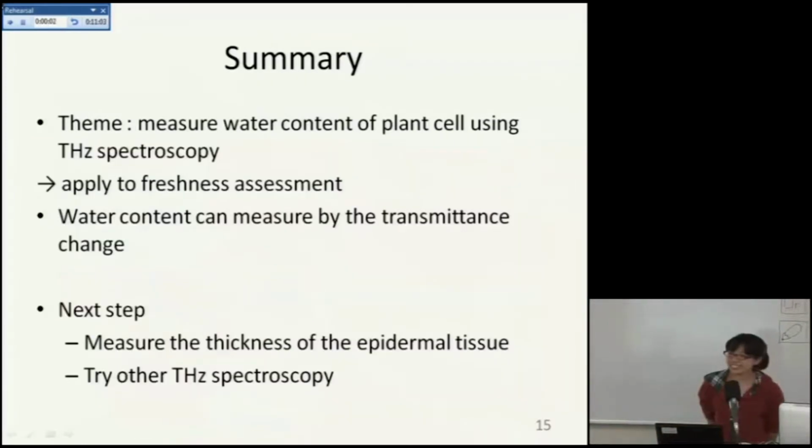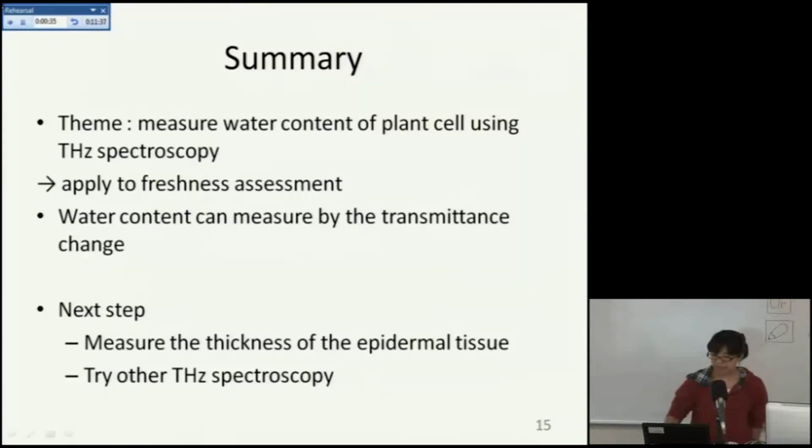So finally, I want to make a summary of my presentation. My research team is to measure the water content of plant cells using terahertz spectroscopy. And until now, it seems that water content can be measured by the transmittance change of the terahertz radiation. And for the next step, I am thinking of measuring the thickness of the epidermal tissue and trying other terahertz spectroscopy. That's all.